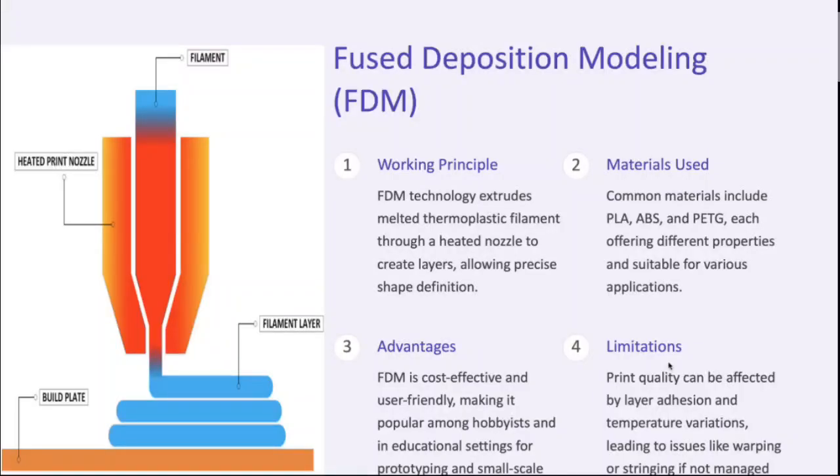So the only limitation for FDM technology was low quality. In this technology the final part is made by adding layer by layer by layer, so there will be clearly visible lines on the outer side of the body. That was not a desired output for some applications. That was the only limitation for this FDM technology.